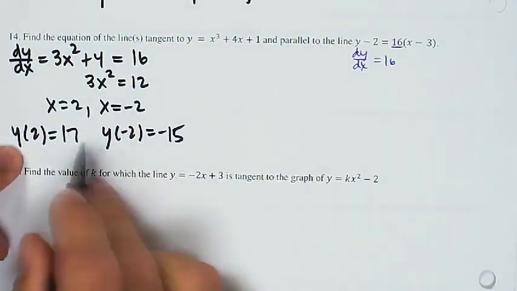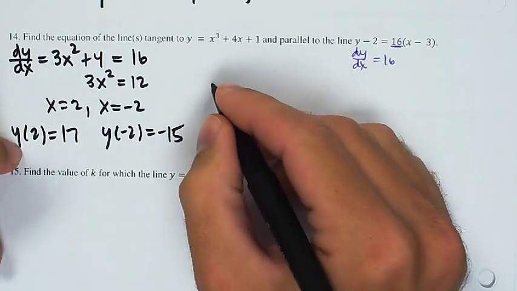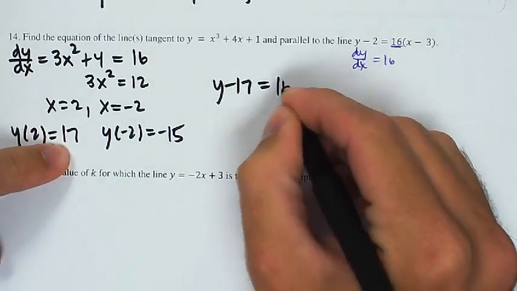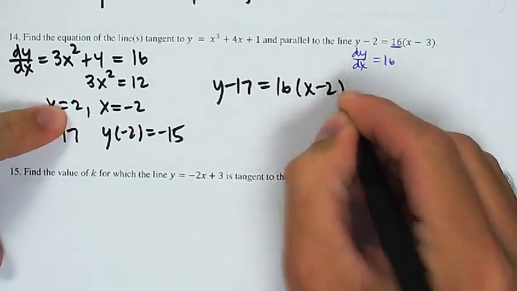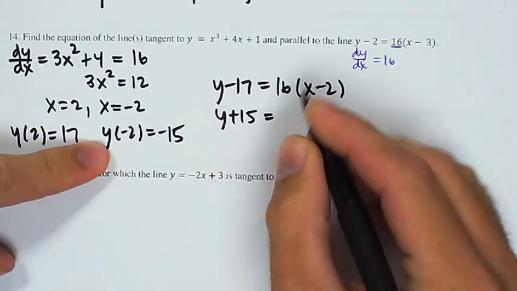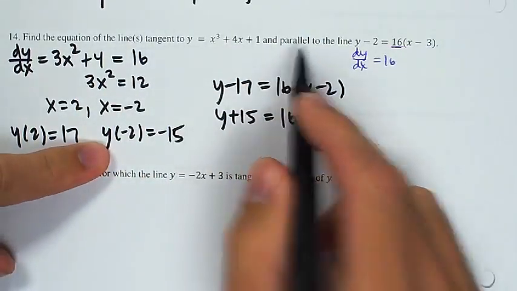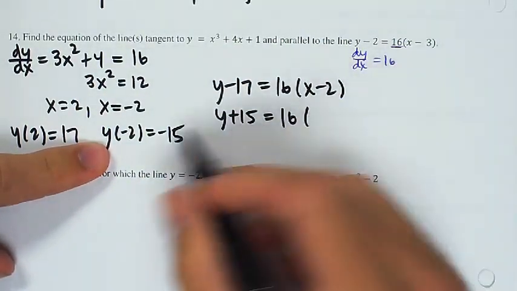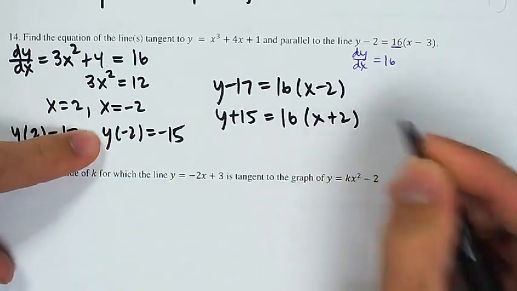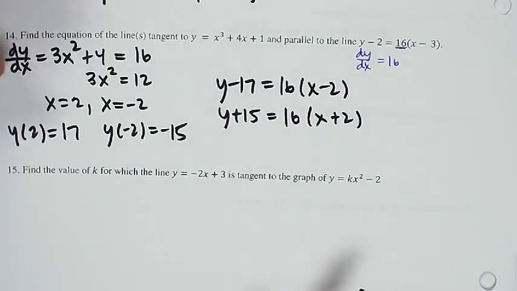Okay, so I've got my points and I've got my slope. My equations are going to be y minus 17 equals 16 times x minus 2. And also over here, y minus negative 15 equals, still the same slope of 16, parallel to that one, times x minus negative 2. And those are my equations of the tangent lines that are parallel to the other line.